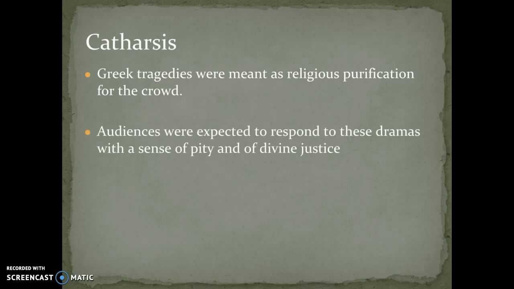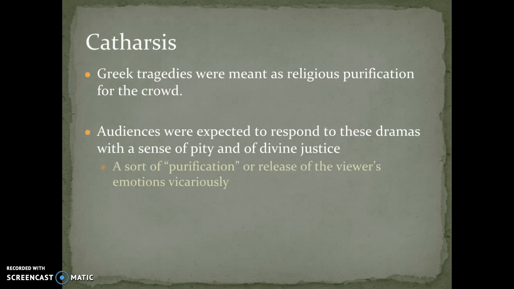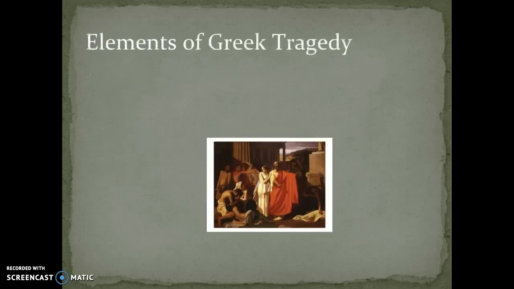So audiences were expected to respond to these dramas with a sense of pity and divine justice. Pity for the character and justice for what the gods believed were right. So this purification or release of the viewer's emotions was a vicarious experience. They got to experience through the main character, the protagonist, the tragic hero, and hopefully learn from that experience. So some more elements of Greek tragedy that we need to know is the tragic hero.